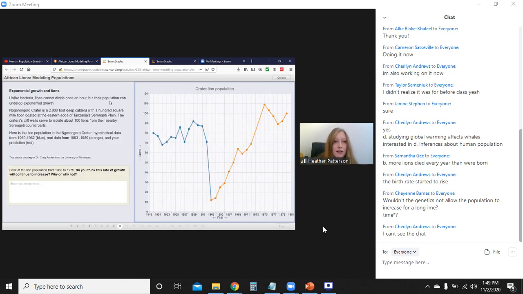So unlike bacteria, lions cannot divide once an hour, but their populations can undergo exponential growth. The crater is 2,000 feet deep with a 100 square mile floor, et cetera. So the lion population: hypothetical data from 1950 to 1962, and the real data from 1963 to 1980, and our prediction, which we didn't do formally, but we said it would go up. So basically, we were right? The population did rebound up to here, and then it hit a peak and did a little mini crash again, but not all the way down to the bottom. So do you guys think that this rate of growth will continue to increase? Why or why not?